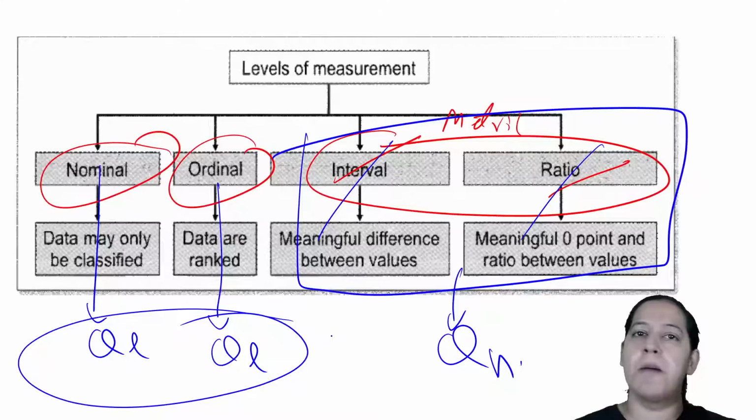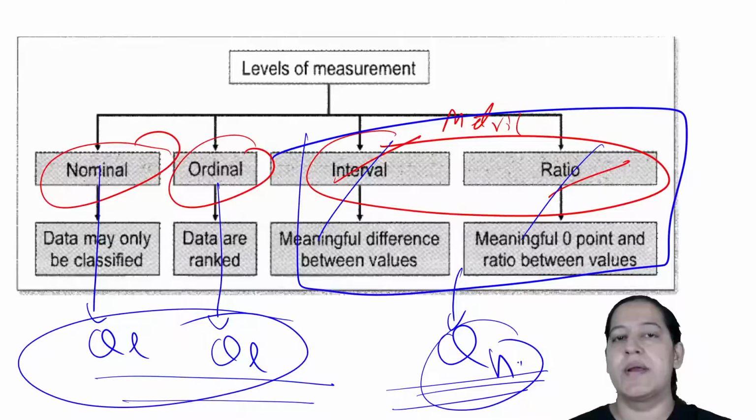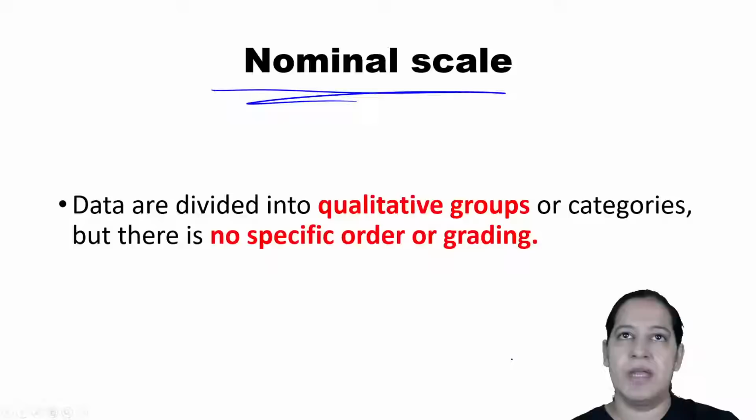And quantitative means numbers will be there. So ABO blood grouping is qualitative. Gender is qualitative, but height, weight, midarm circumference, hemoglobin, that is quantitative. So which data is measured on which scale, that I will explain to you. So the first scale is nominal. It is for qualitative data and there will be no order, no grading.